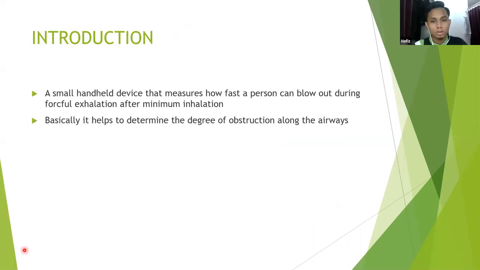For the introduction, the peak flowmeter is a small handheld device that measures how fast a person can blow out during forceful exhalation after maximum inhalation. Actually, there is a correction in this slide: after maximum inhalation. Basically, it helps to determine the degree of obstruction along the airways.